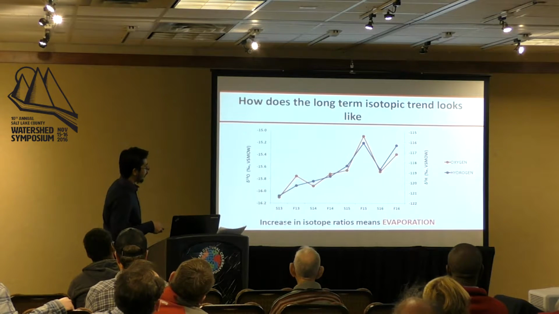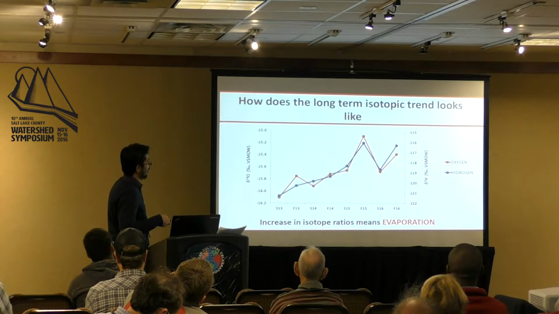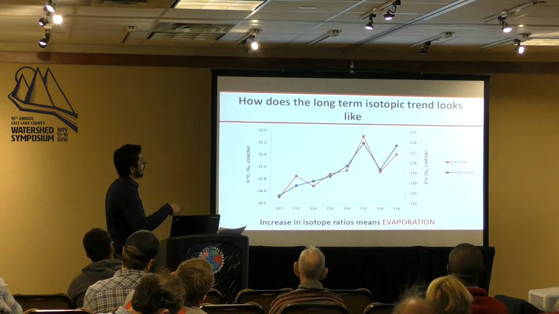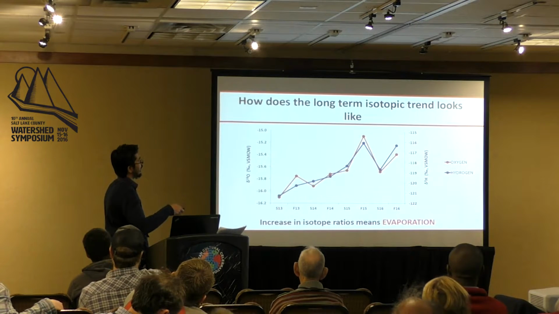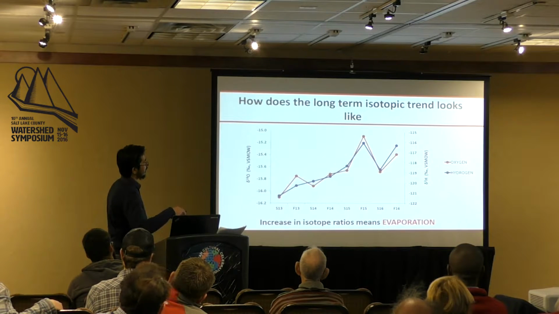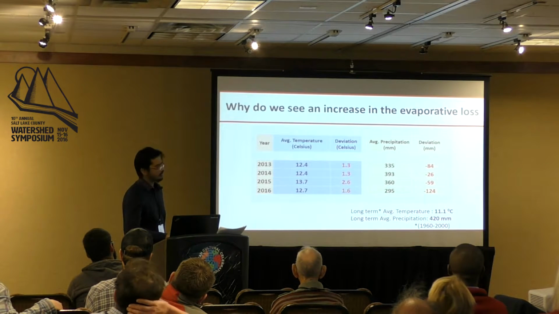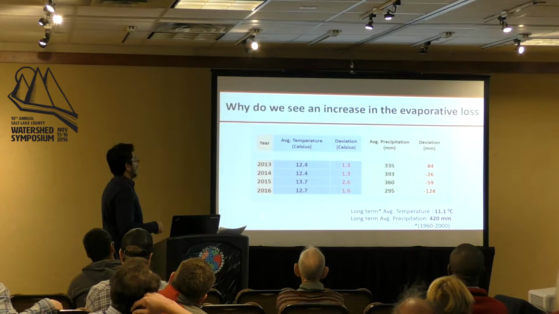As I said before, an increase in isotope ratios means there is an increase in evaporation. So from 2013 to 2015, we see an increase in the evaporation from the water resources of the Salt Lake Valley, and then in spring 2016 it drops off, and then again in fall 2016 it goes up. So what is driving this? Why is this happening? The answer is very simple. It's due to changes in precipitation and temperature.